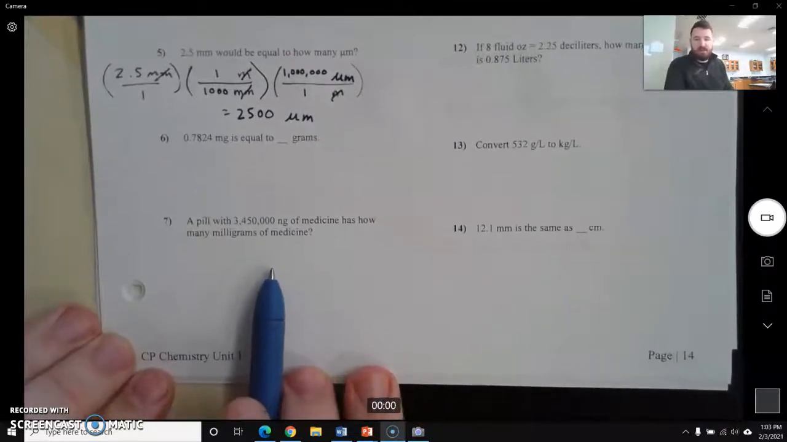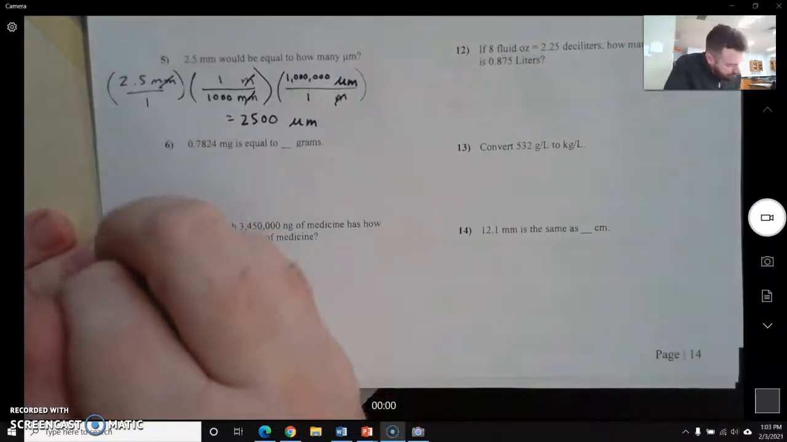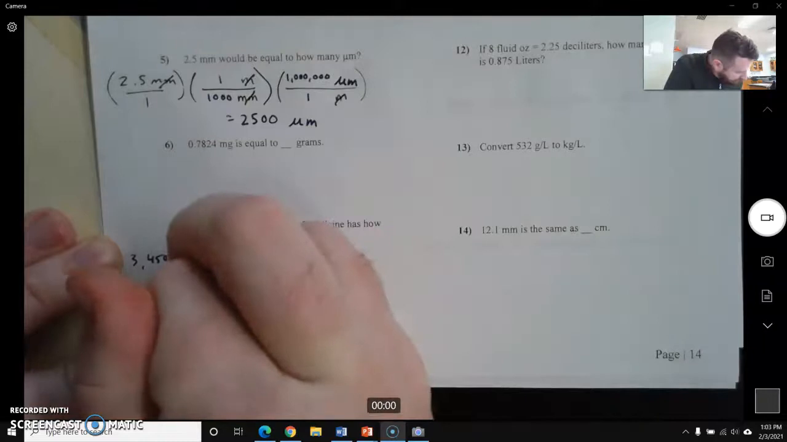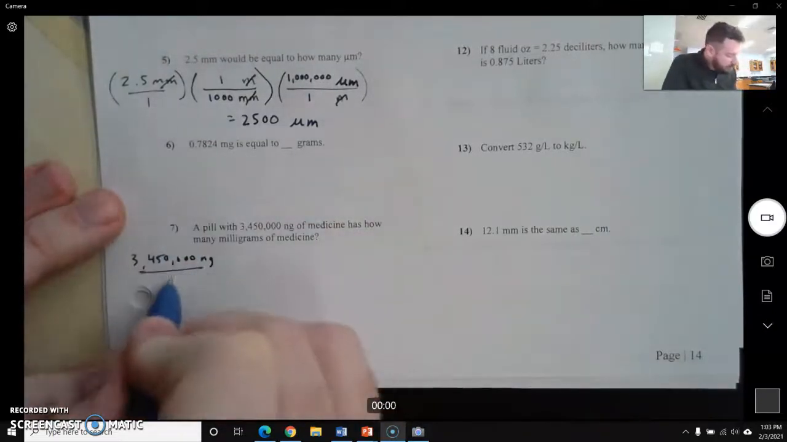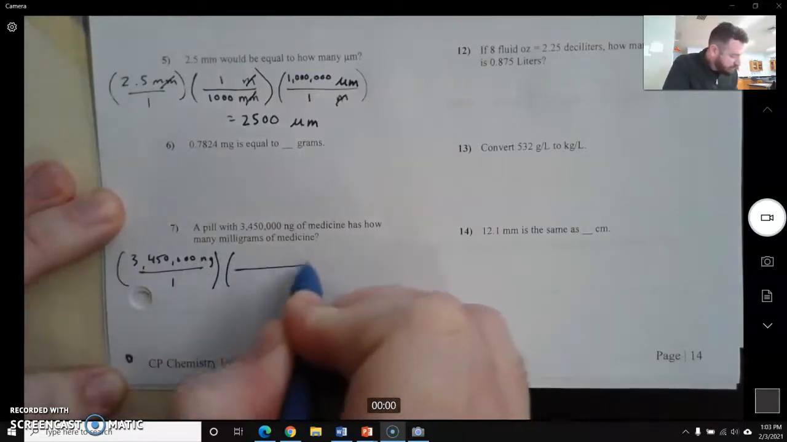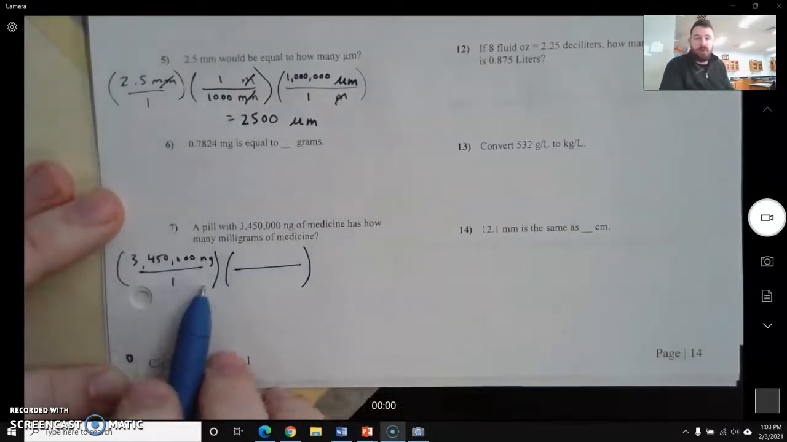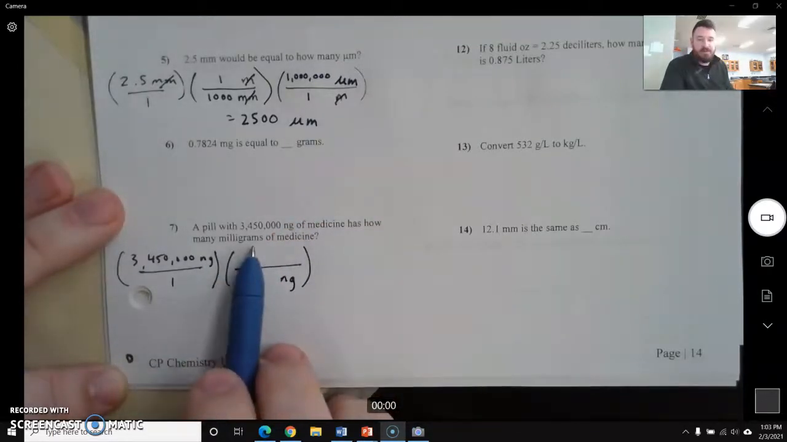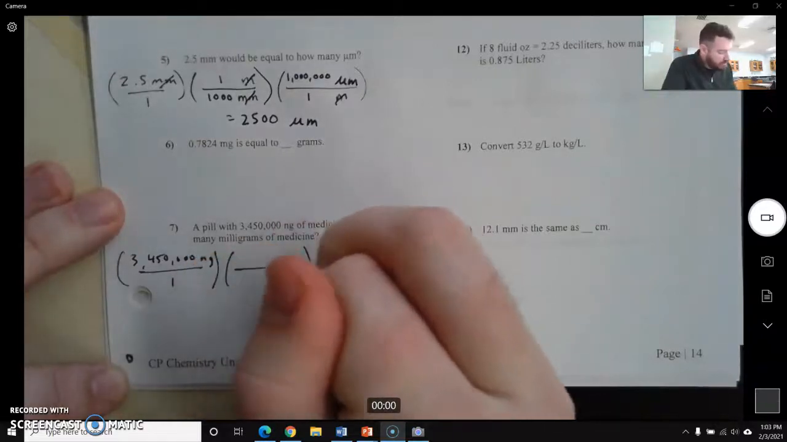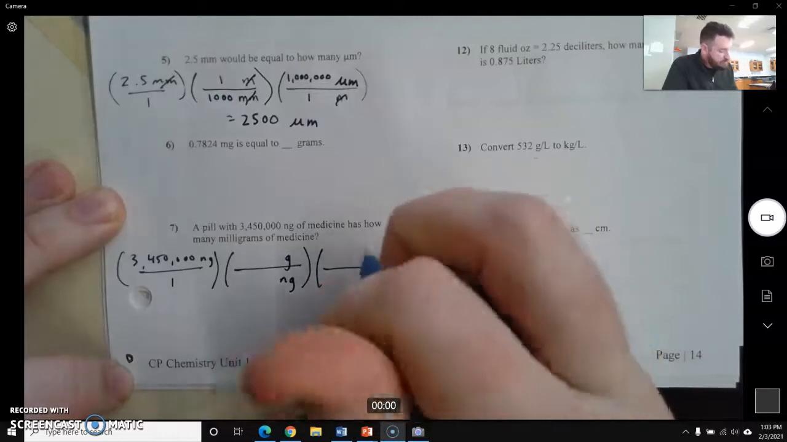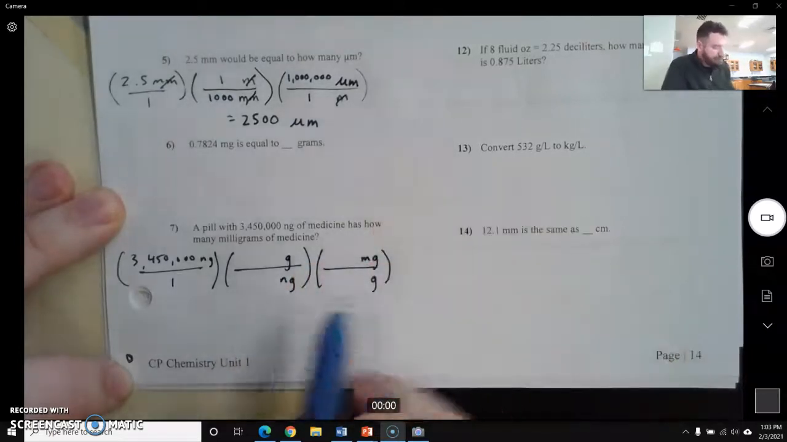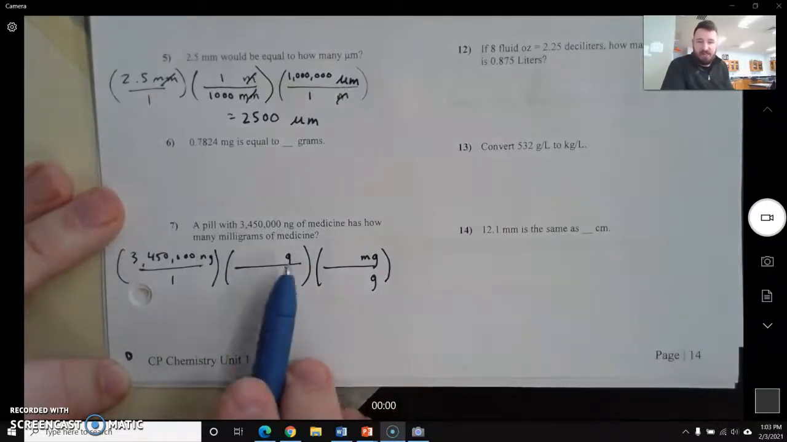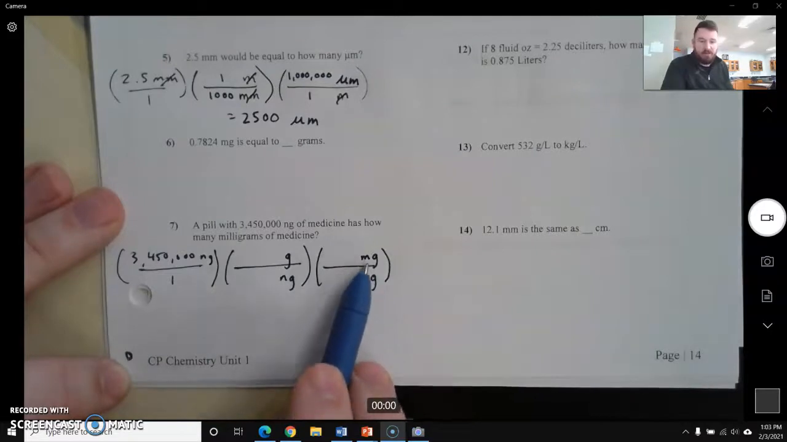Number 7, this is another 3-stepper. So we're starting with 3,450,000 nanograms, and we want to convert to milligrams. So we start again with our no-brainer step, right? Putting it over 1 in parentheses and bringing our unit to the bottom. Now again, I can't go from nanograms to milligrams, but I can go from nanograms to grams, and from grams to milligrams. Alrighty, so this has us, right, nanograms canceling out, grams will cancel out, and we'll just be left with milligrams.